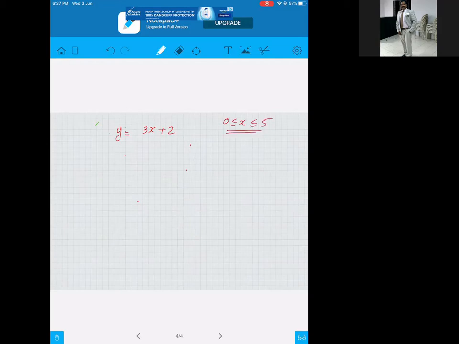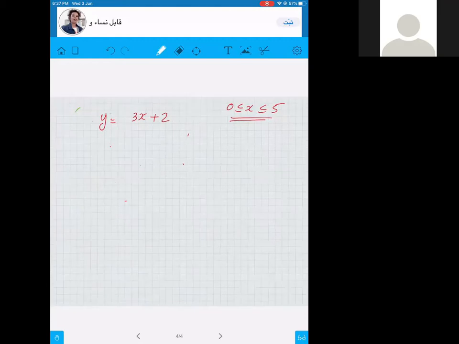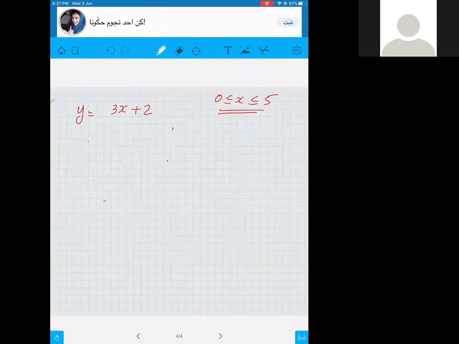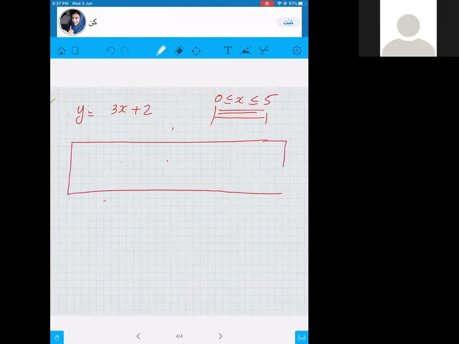So what is the meaning of this? X is between 0 and 5, so we have to take all the values in between. Before drawing the graph, what we have to do is construct a table first.